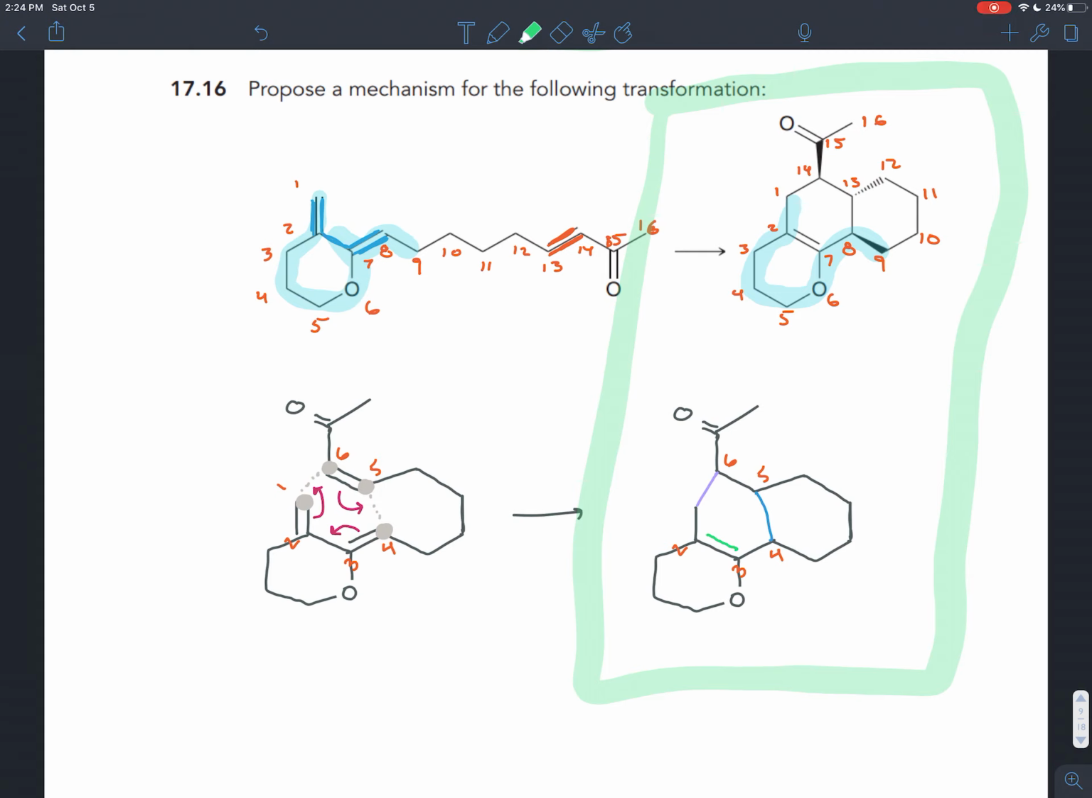So for me, you don't have to worry about the stereochemistry, but you can see how you can form those rings by doing an intramolecular Diels-Alder reaction. So the diene and the dienophile are both in the same molecule, and that lets you form multiple rings all at once.